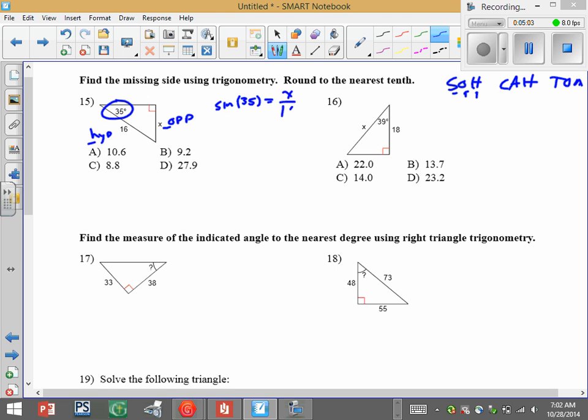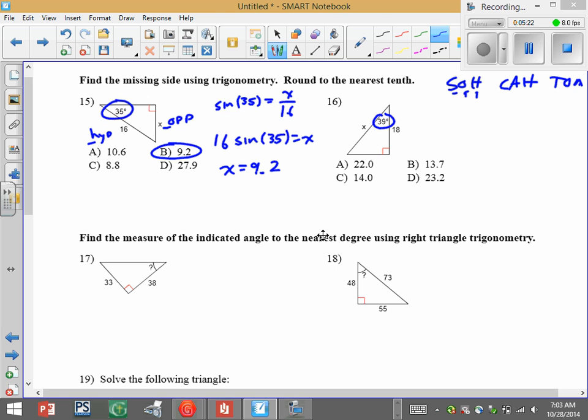So x over 16, and since x is in the numerator, we're going to multiply 16 times sine of 35. So 16 sine of 35 in the calculator, make sure we're in degree mode. So x equals 9.2, which is choice B.